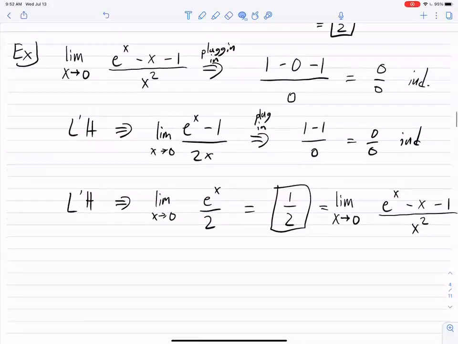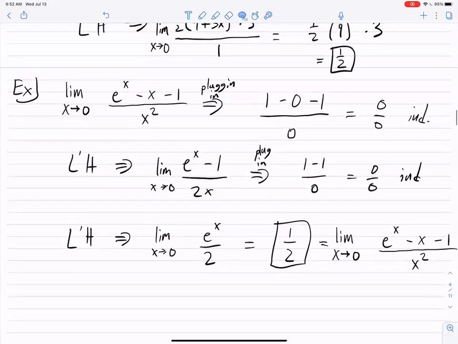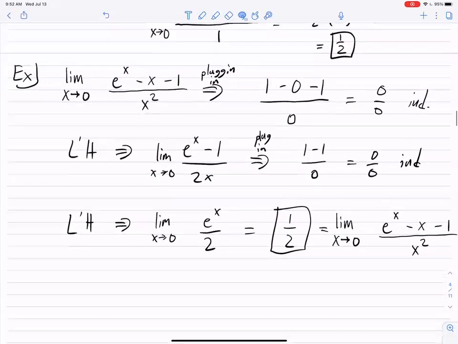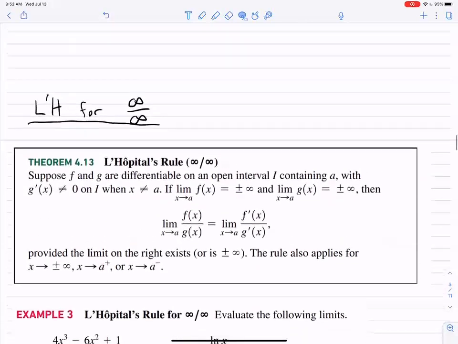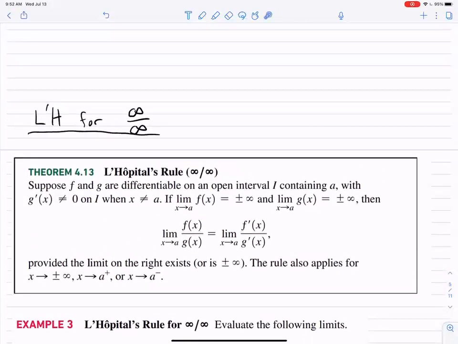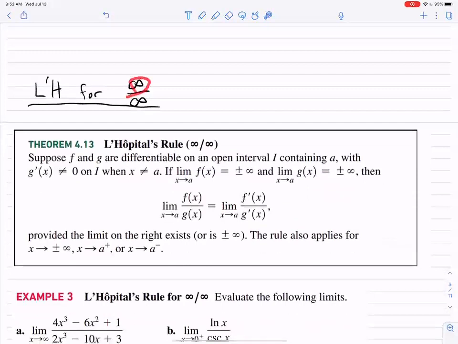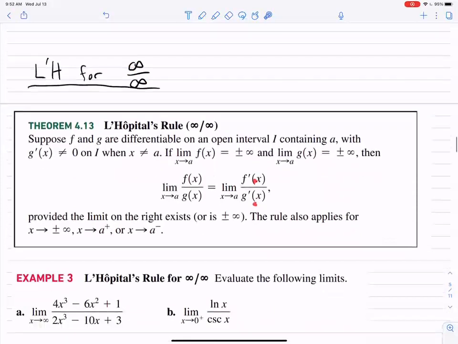So that limit is what we want. So this one was an example where we can use L'Hopital's rule twice. All right. Now we'll talk about L'Hopital's rule for infinity over infinity. It's the exact same thing. Basically, if you try plugging it in and you get infinity over infinity, you should take the derivative of the top and bottom and try again.